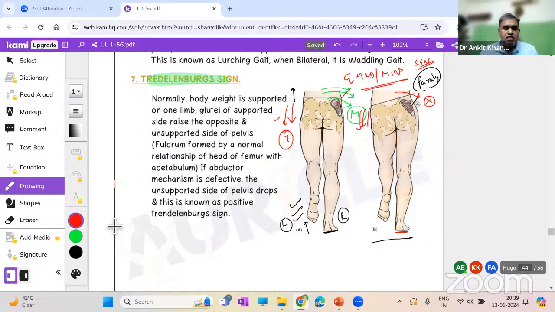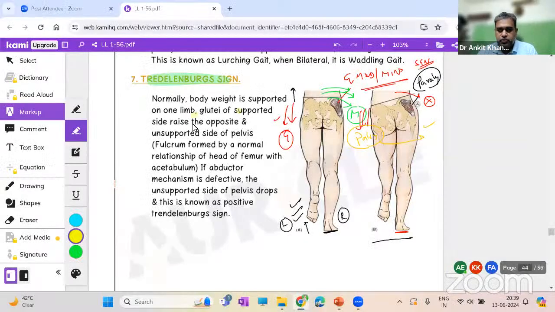Now, if you're not aware of these situations, you might answer in the viva or in the exam that this side pelvis is going down, so there is palsy on this side. You might think that, but no, the palsy is on the supported side. So it's the normal side of the pelvis that is going down. The supported side has the gluteal muscles, and the opposite unsupported side of the pelvis drops like a fulcrum. If the abductor mechanism is defective, the unsupported side, that is actually the normal side of the pelvis, drops, and this is known as positive Trendelenburg. The unsupported side is the normal side that is dropping.